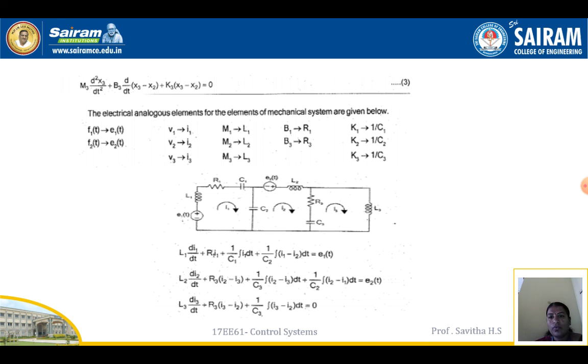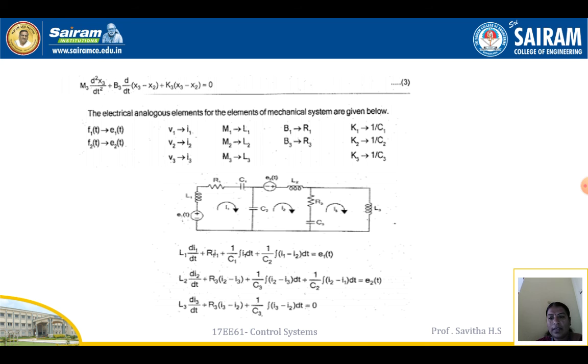First we will go for the force-voltage analogy. f1(t) and f2(t) are correspondingly replaced by e1(t) and e2(t), velocity is replaced by current, m1, m2, m3 are replaced by L1, L2, L3, b1 and b3 by R1 and R3, and k1, k2, k3 by 1/C1, 1/C2 and 1/C3.